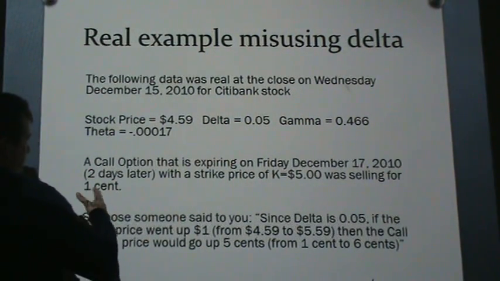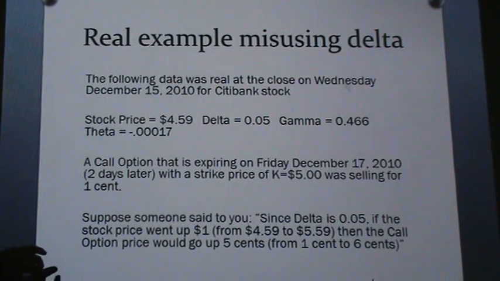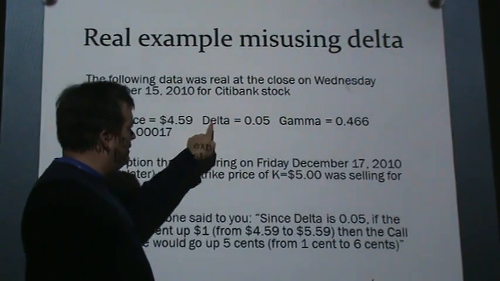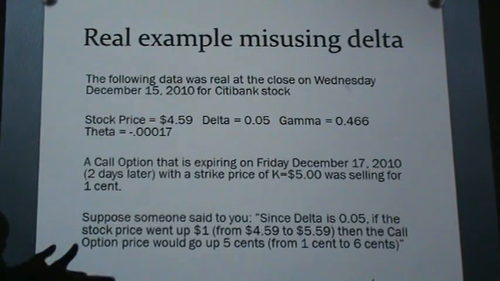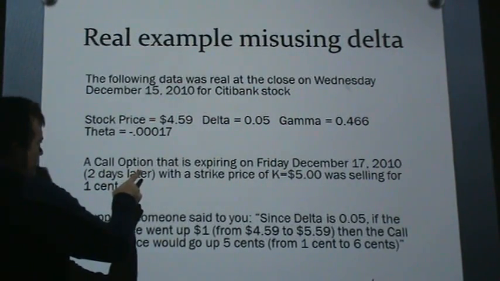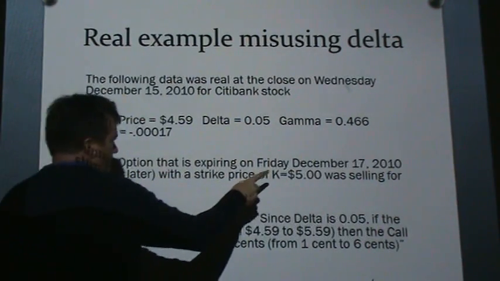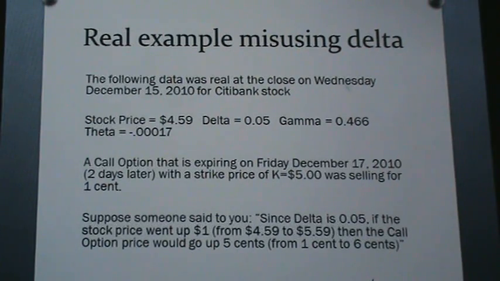So he said to me, and he looked up on Google, what does delta mean? And he looked it up and said, well, if the stock price changes by $1, then the call price should change by 5 cents. That's the definition of it, right? So the call option expires on Friday, December 17th, which was 2 days later. So there's not a whole lot of time left.